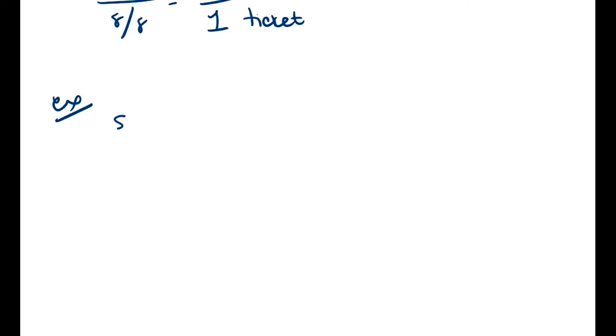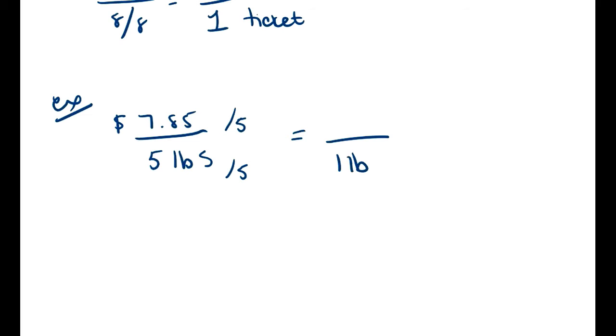What if $7.85 all over 5 pounds? Okay, so it cost $7.85 for 5 pounds, and we want to write that as a unit rate. So of course we're just going to divide top and bottom by 5. So I get 1 pound on the bottom. And then you're going to have to take that big number, 7.85, and divide it by 5. So your best bet is to long divide that.